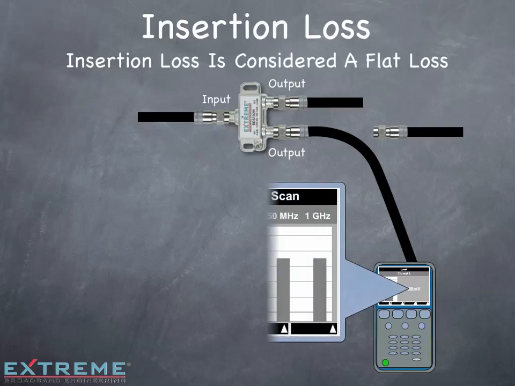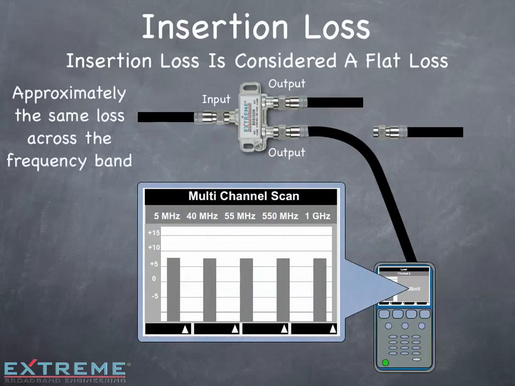Next, we'll measure the output. Now each frequency is measuring 6.5 dBmV for a loss at each frequency of 3.5 dB. So at each frequency, we have approximately the same loss.